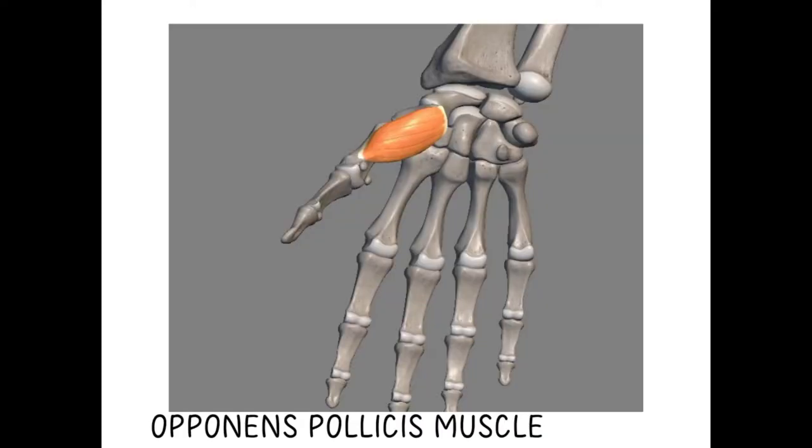So this shows the opponens pollicis. Whenever you hear the term pollicis, it has to do with a muscle or a part of the body that is associated to the thumb, to your big thumb, to the thumb that is your first finger, your first digit.